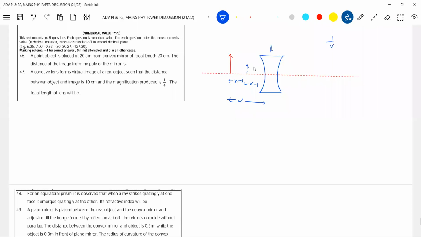So what is the formula? 1 by V minus 1 by U equal to 1 by F. So U you can write as V plus X, and magnification is what? V by U. So this will be 1 by 4, V by U. So then U you can write as V plus X. Solve it, unknown thing. Okay, simple formula you can apply like this.